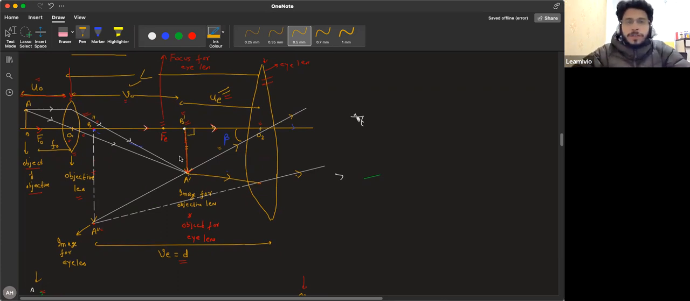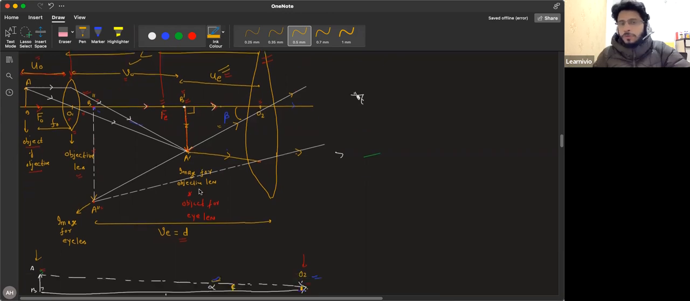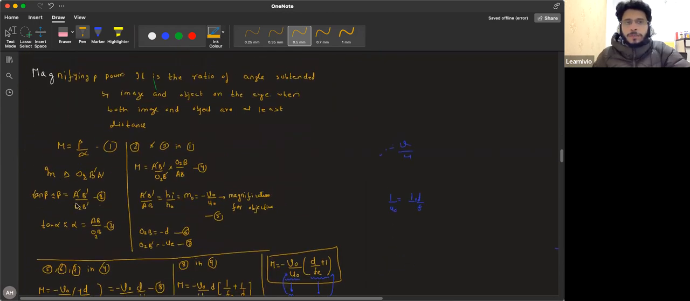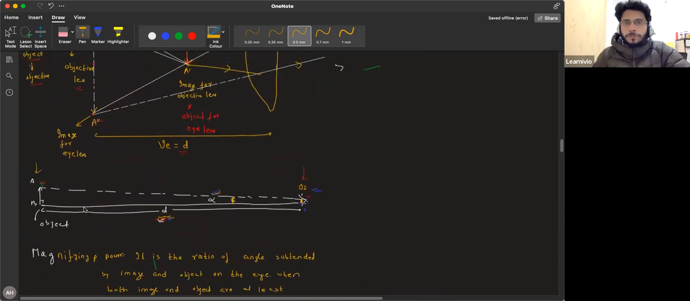Anshika, what is tan beta in this triangle A prime, B prime, O2? Just tell me the names of the sides which make tan beta. Tan beta will be perpendicular upon base, so that will be A prime B prime divided by O2 B prime. This is tan beta, taken from triangle A prime B prime O2. So tan beta is A prime B prime by O2 B prime.